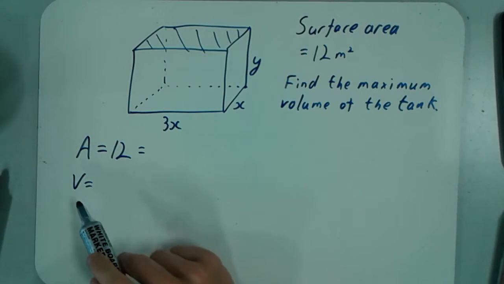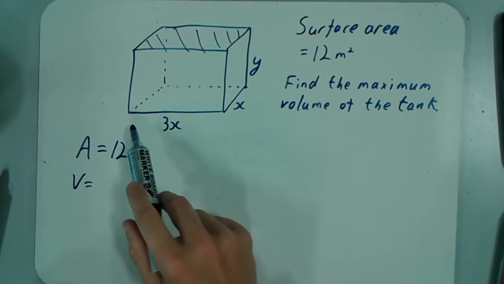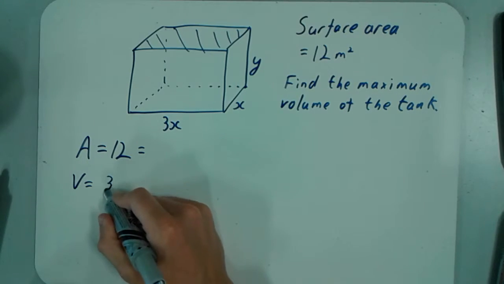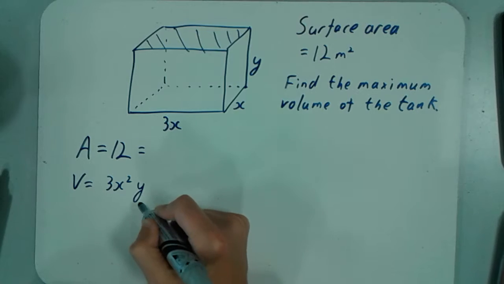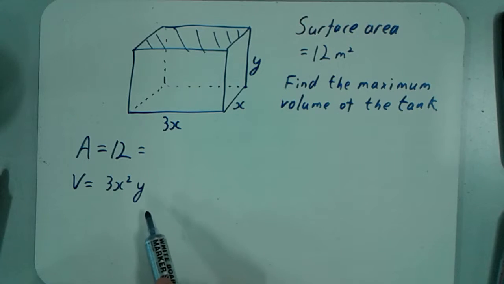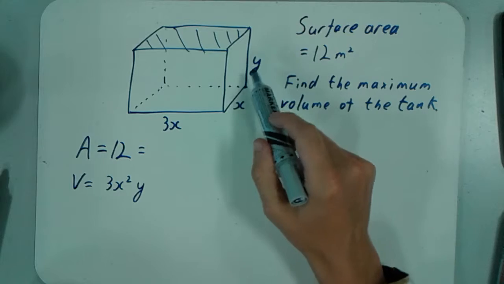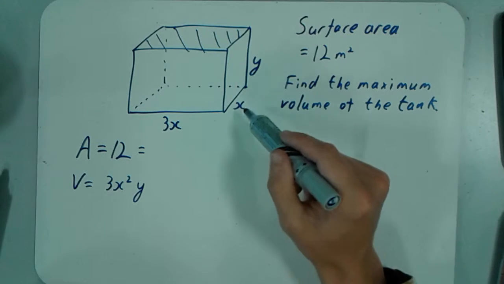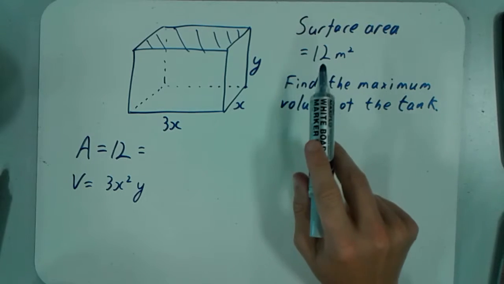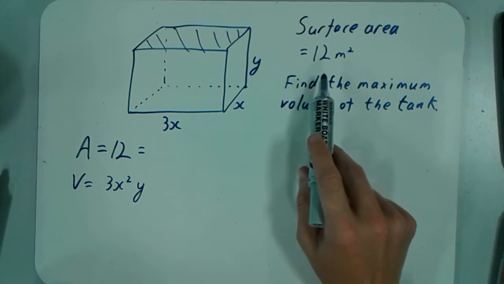But let's have a look at the formula for volume. We'd have to do length times width times height. That's going to give us 3x squared y. Problem: we don't know how to differentiate stuff with x's and y's in it at AS, so we're going to need an alternative approach. We need to get rid of either the x or the y from this formula. Well, they've told us something about the surface area, so that seems a good place to start.